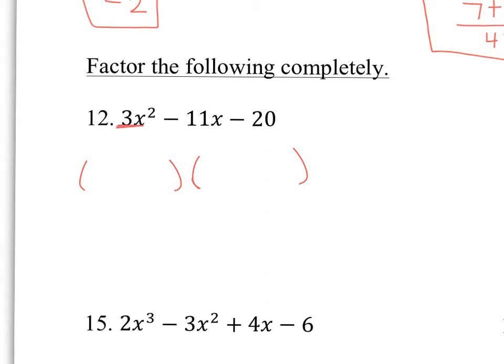So because this is 3x squared, I know this has to be 3x and this has to be x. So now I know my last term has to be a multiple of 20. So I can do 5 and 4, I can do 2 and 10, I can do 20 and 1.